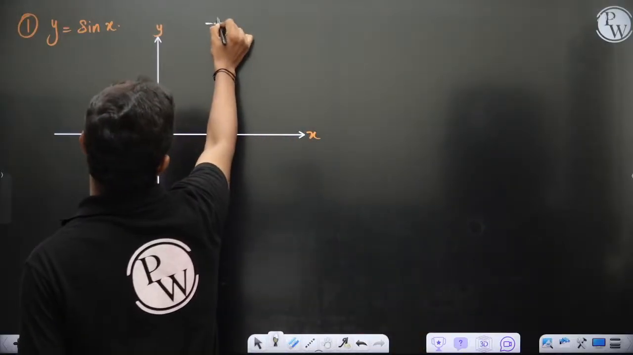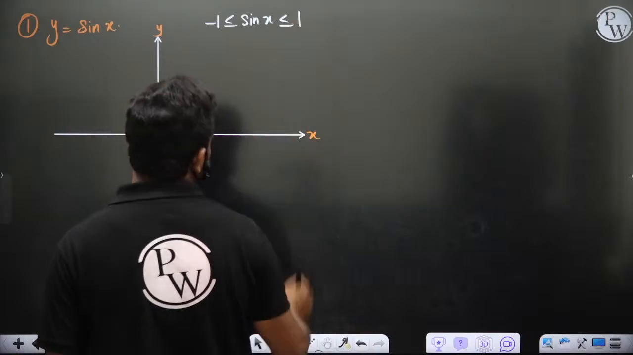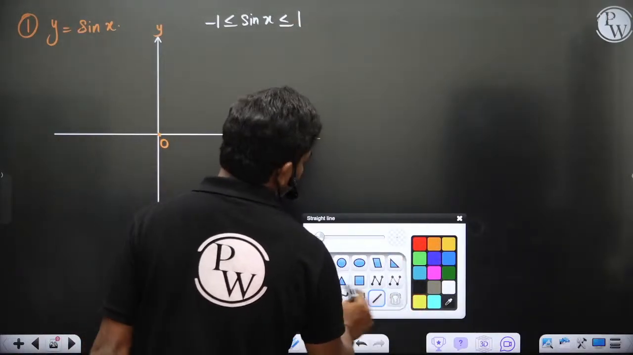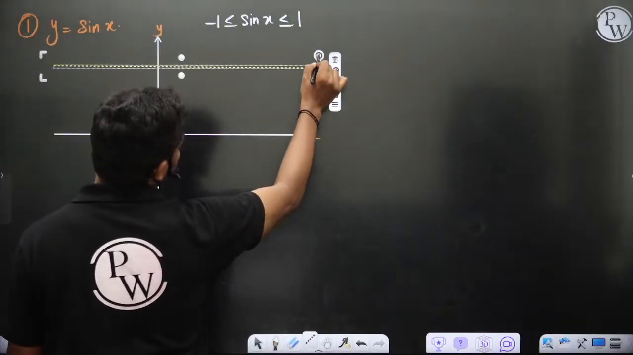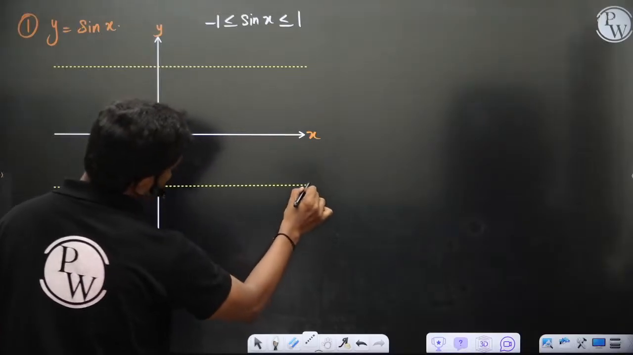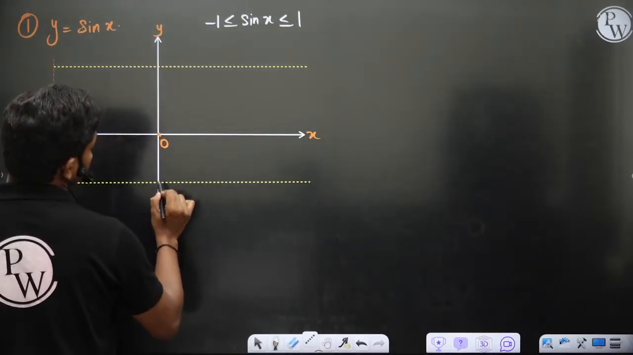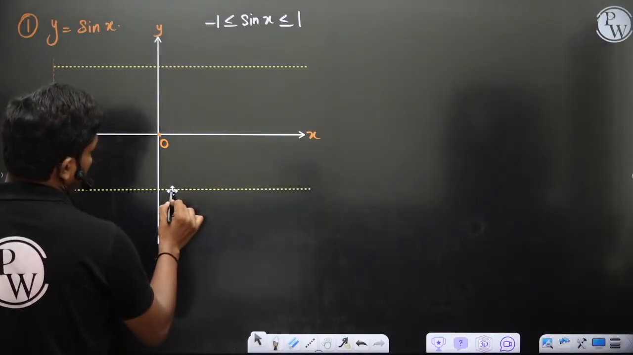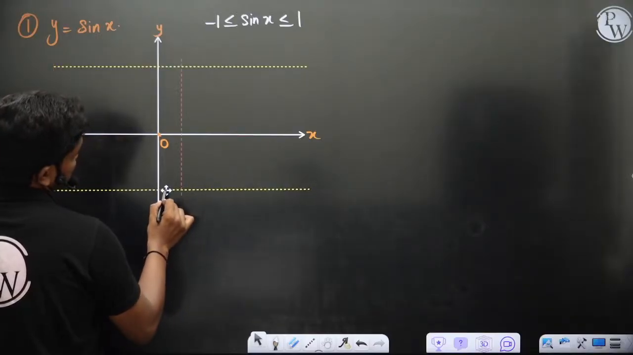Ultimately, you know, -1 is less than or equal to sin x less than or equal to 1. Whatever you keep in place of x, it always comes between -1 and 1. So first of all, bound the limits. Let's say this is y equal to 1, sin x equal to 1, and this is y equal to -1, of course. So we have done it like this clearly.